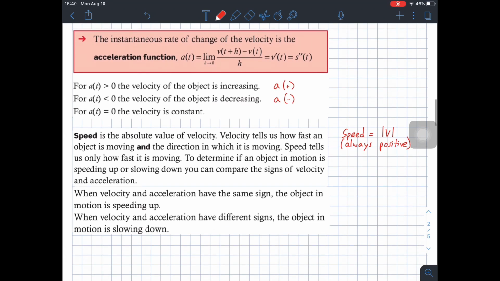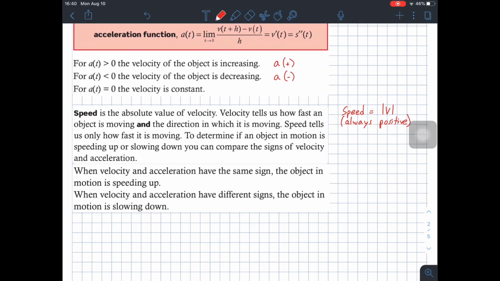And for acceleration equals 0, the velocity is constant. If there is no acceleration, we're talking about constant velocity, okay? Then it says, speed is the absolute value of velocity. Velocity tells us how fast an object is moving and the direction in which it is moving. Speed tells us only how fast it is moving.